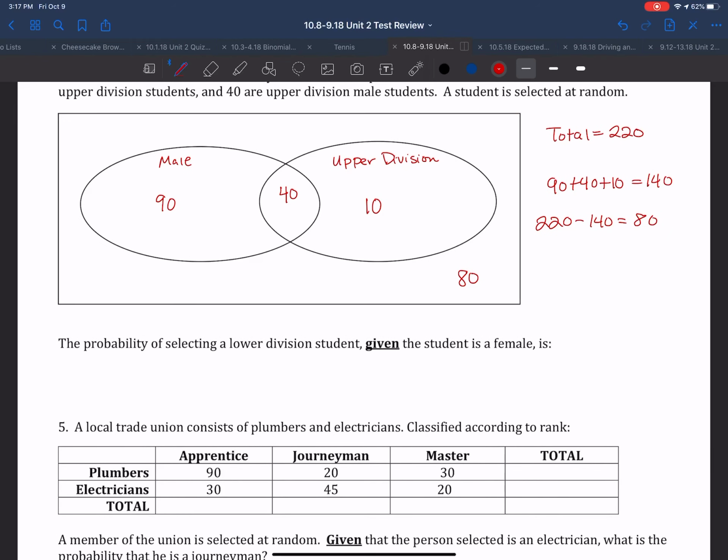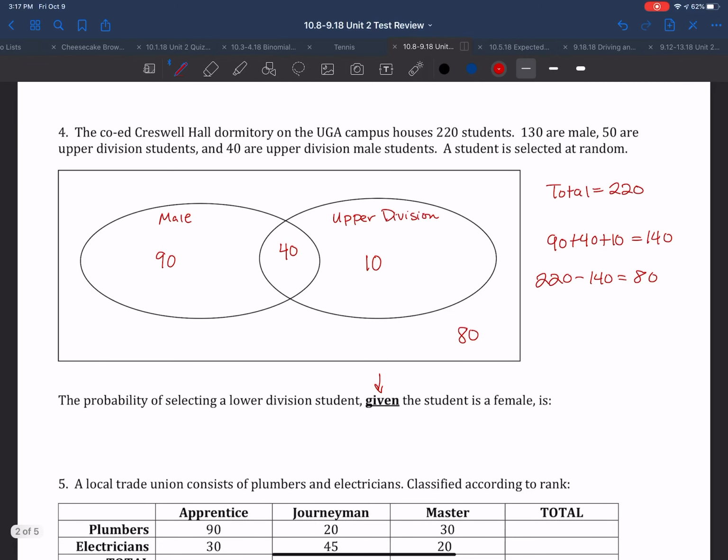It says the probability of selecting a lower division student given the student is female is, so we need to figure out how many female students are in lower division. We know that there are 130 male, so we just take 130 and subtract it from our total of 220 to get 90 female. Of those 90 female, how many are lower division? If we look at this, we've got male and upper division. If they're outside of both these circles, then they are female and lower division. So 80 is our total right there. 80 out of 90 is equal to 0.889 or 88.9%.